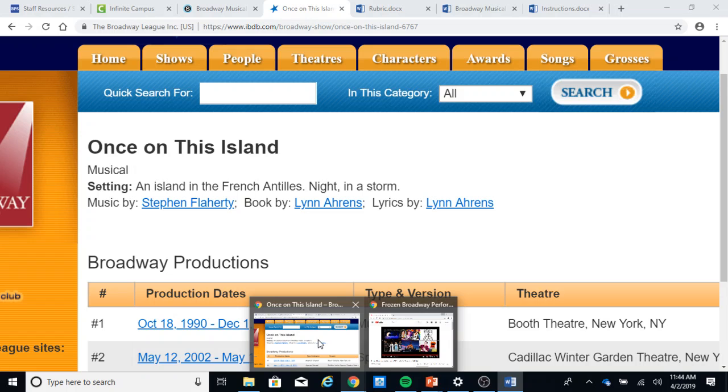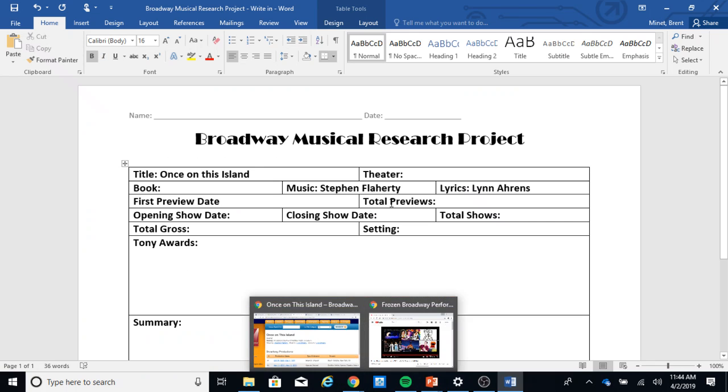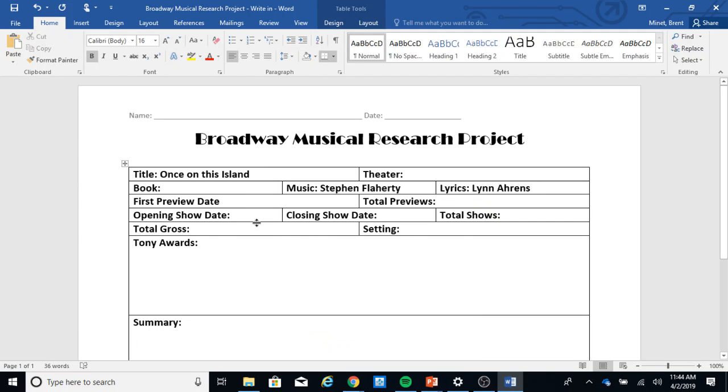You mean the book? No. Lynn Ahrens as well. So sometimes you'll have two. You'll have one person that did more than one thing. Go ahead and write them in. So Lynn Ahrens. All right, continuing on.